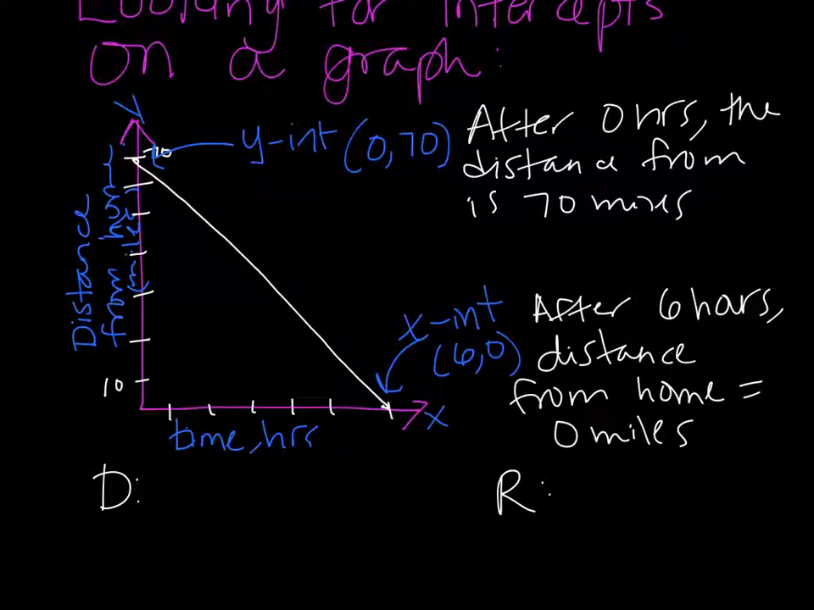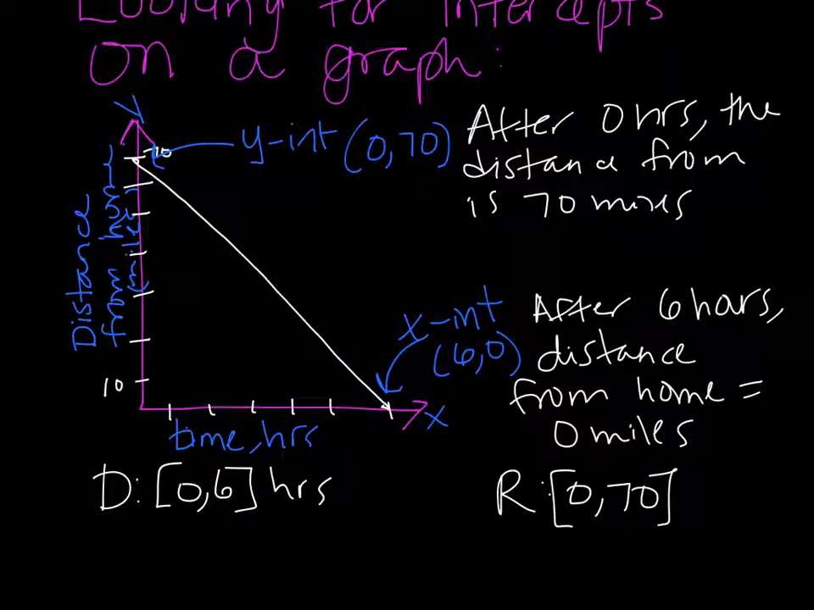But my domain on this one, because I'm going to be home after 6 hours, would be anything from 0 to 6. Remember, we're going to put our unit on it. And then my range on this one, in this scenario, I'm never going to be further than 70 miles from home. So my range would be 0 to 70. I'm using interval notation because it's continuous. And that would be miles.